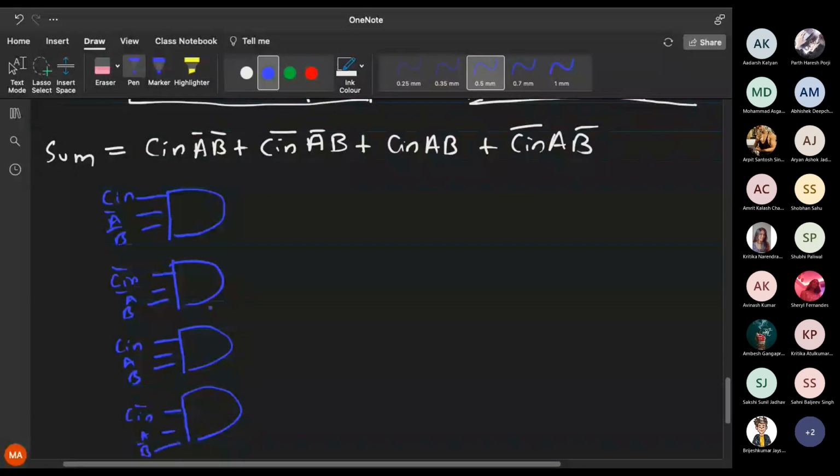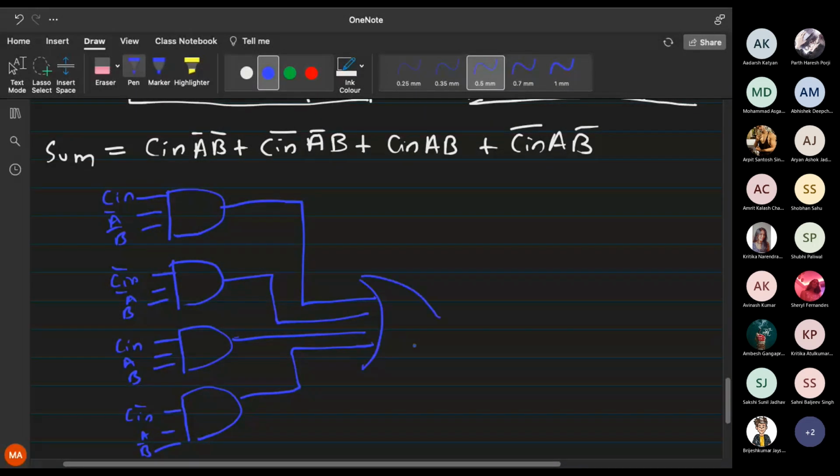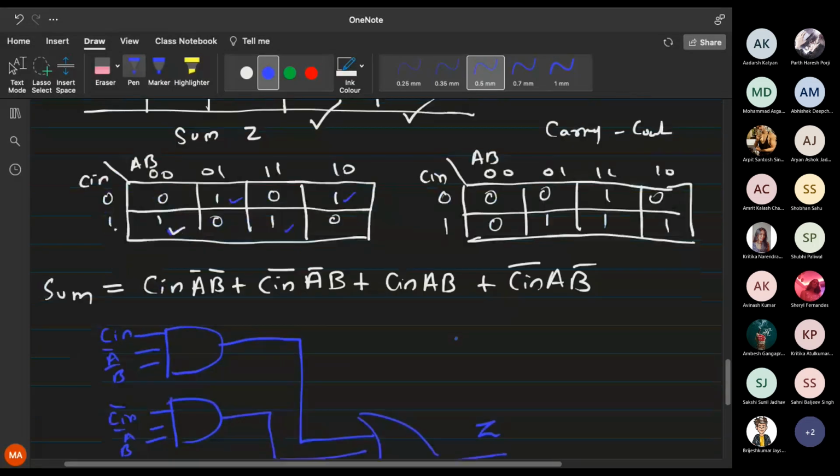Is that clear? All these AND gates will give input to a single OR gate. And this would give you the sum. Is that clear? So if it is done, kindly draw the circuit for the carry.